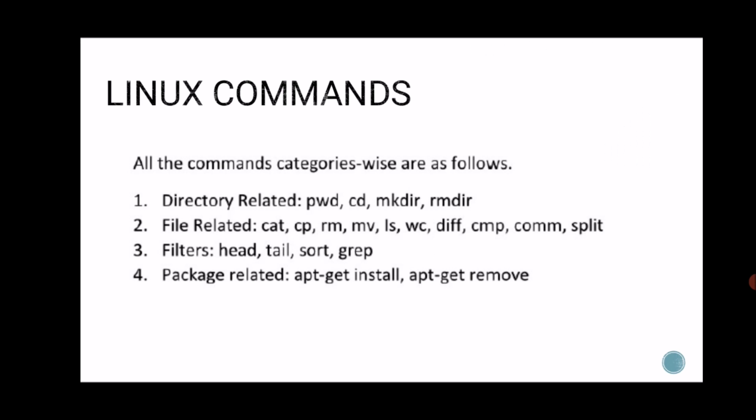In the Operating System subject, there is the Linux/Unix operating system, and in that, let us discuss the various types of Linux commands. Basically, these commands are categorized into directory related commands, file related commands, filters, and packages. Here we are discussing only directory related and file related commands. pwd, cd, mkdir, and rmdir are directory related commands, which means these commands work on directories. And cat, cp, rm, mv are file related commands.